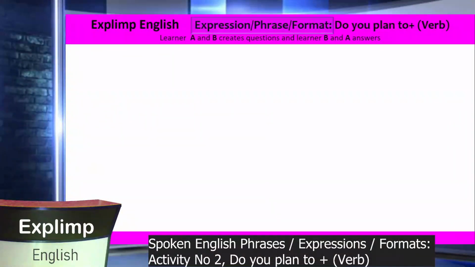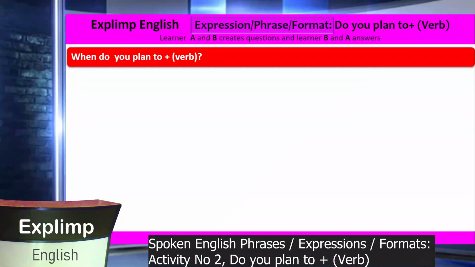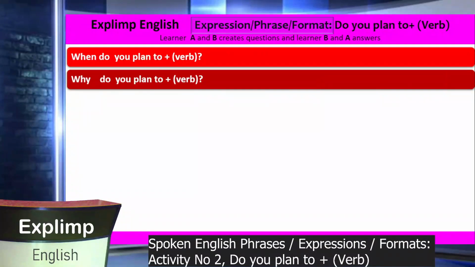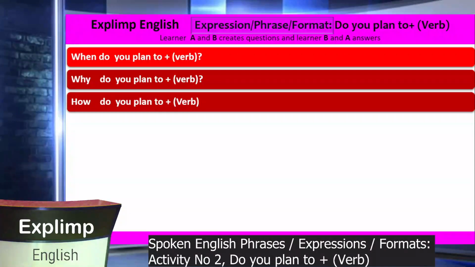Next slide is about when do you plan to plus verb, and why do you plan to plus verb at that time? And how do you plan to plus verb at that specific time? Like the time when you plan to learn or you plan to do something. So please tell us why and how.